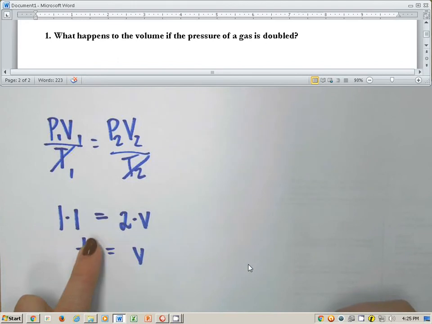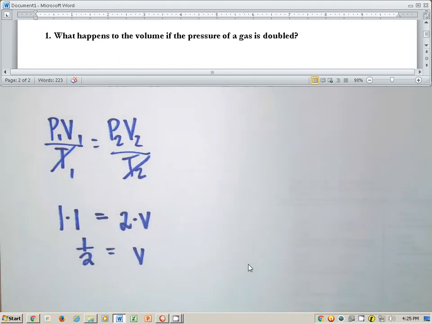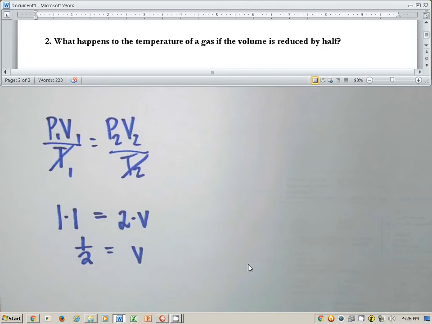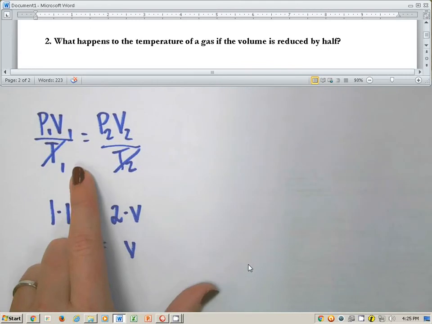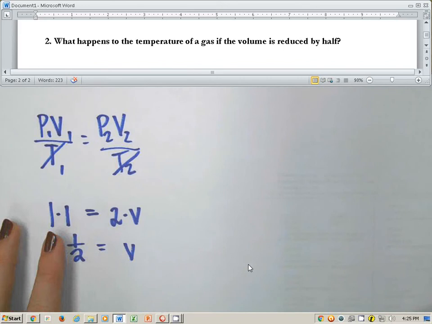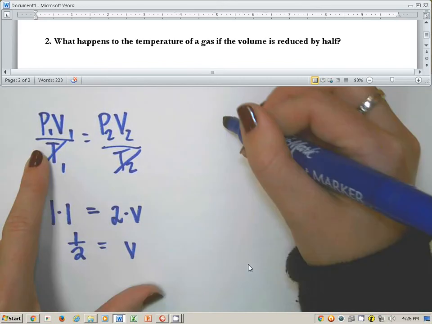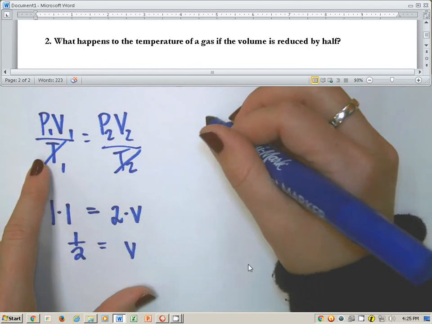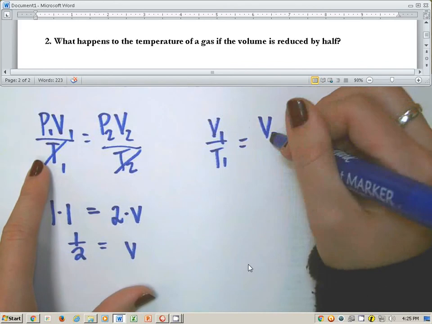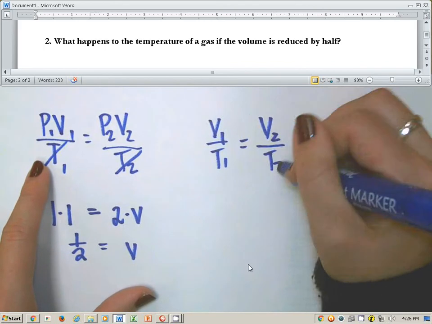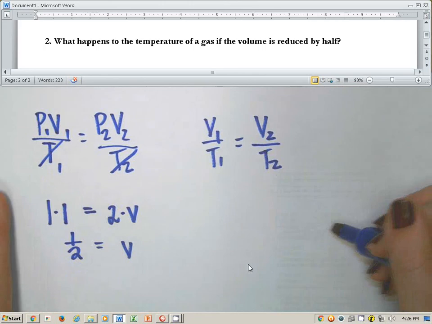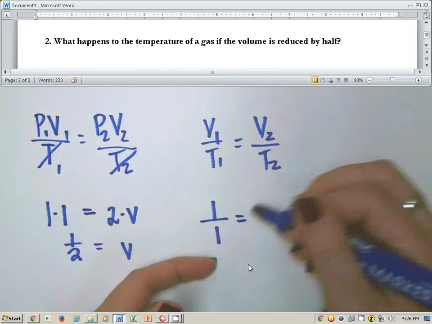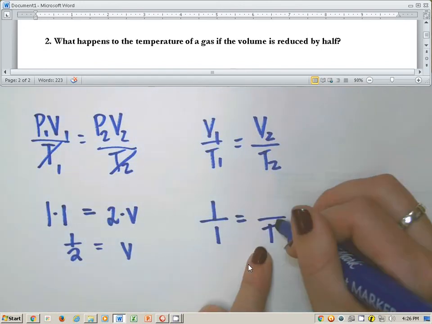So let's look at another example here. It says, what happens to the temperature of a gas if the volume is reduced by half? So we're working off of the same exact formula here, except this time the thing that's not mentioned is pressure. So if I take the P out of it, I can rewrite it as volume over temp is equal to volume over temp. Yet again, I'm going to do the same thing. I'm going to pretend that they're both 1s, a volume of 1 and a temperature of 1. And ask what happens to the temp, I'm looking for T2, if the volume is cut in half.